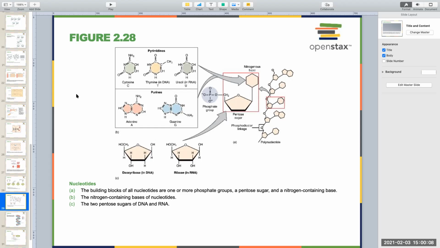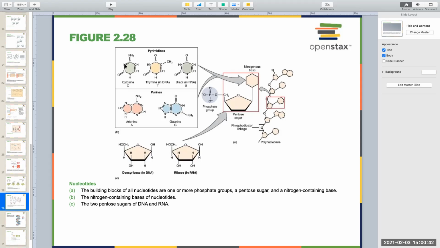So their monomers for the nucleic acids are the nucleotides. The building blocks of all nucleotides are one or more phosphate groups, a pentose sugar, and a nitrogen containing base. The nitrogen containing bases of nucleotides are these up here: cytosine, thymine, uracil, adenine, and guanine.